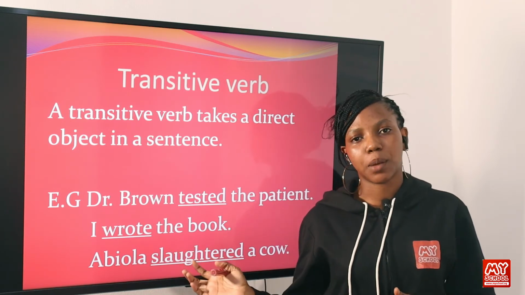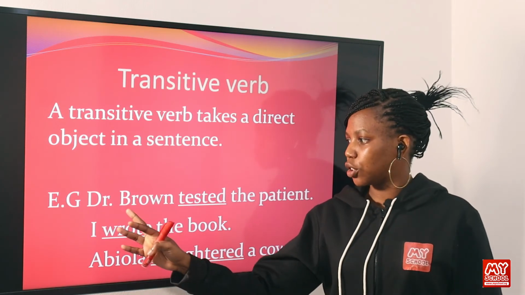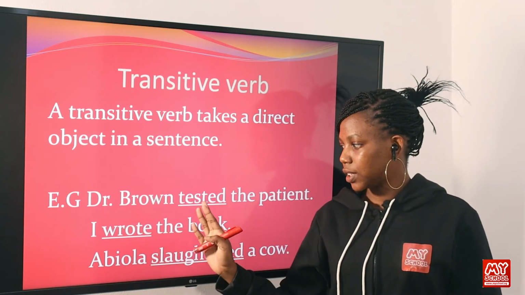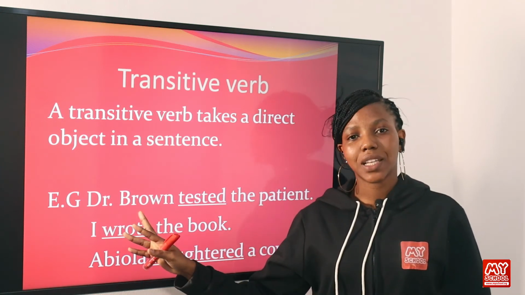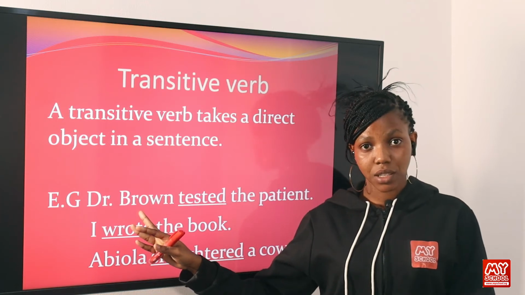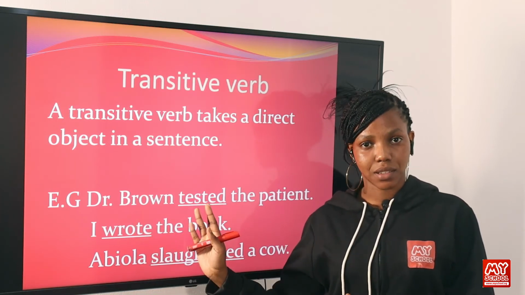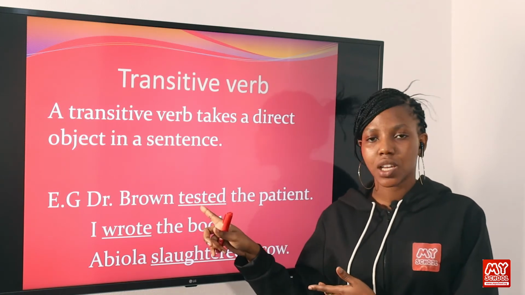Let's take a look at the example for subject and object concept. Dr. Brown tested the patient. Dr. Brown is the subject, the doer of the action. He's the one doing something. And what is he doing? He's testing. Who is he testing? The patient. The patient is receiving this action.